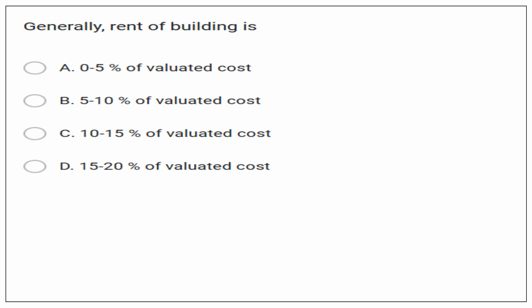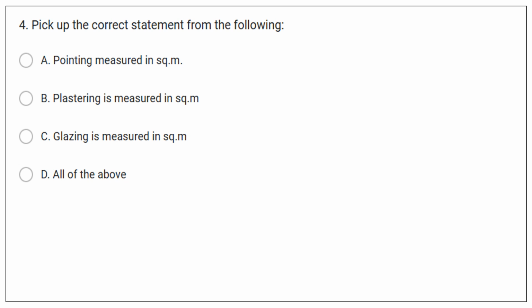The next question, question number 12. Generally the rent of building is 5 to 10% of valuated cost. Here the second option is correct. Then question number 13.